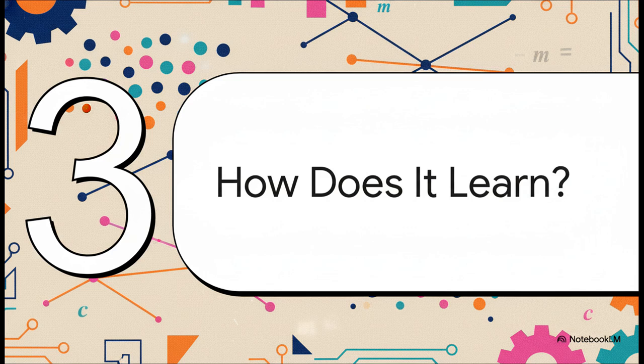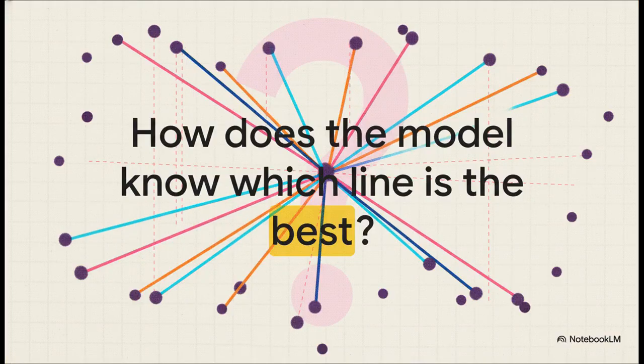Okay, so we've got the recipe, y equals mx plus c. But how does the machine actually learn the perfect numbers for m and c? It has to figure out the perfect slope and the perfect starting point somehow, right? And this is really the most important question. I mean, there are literally an infinite number of lines it could draw. How on earth does the model know which one is the absolute best one?